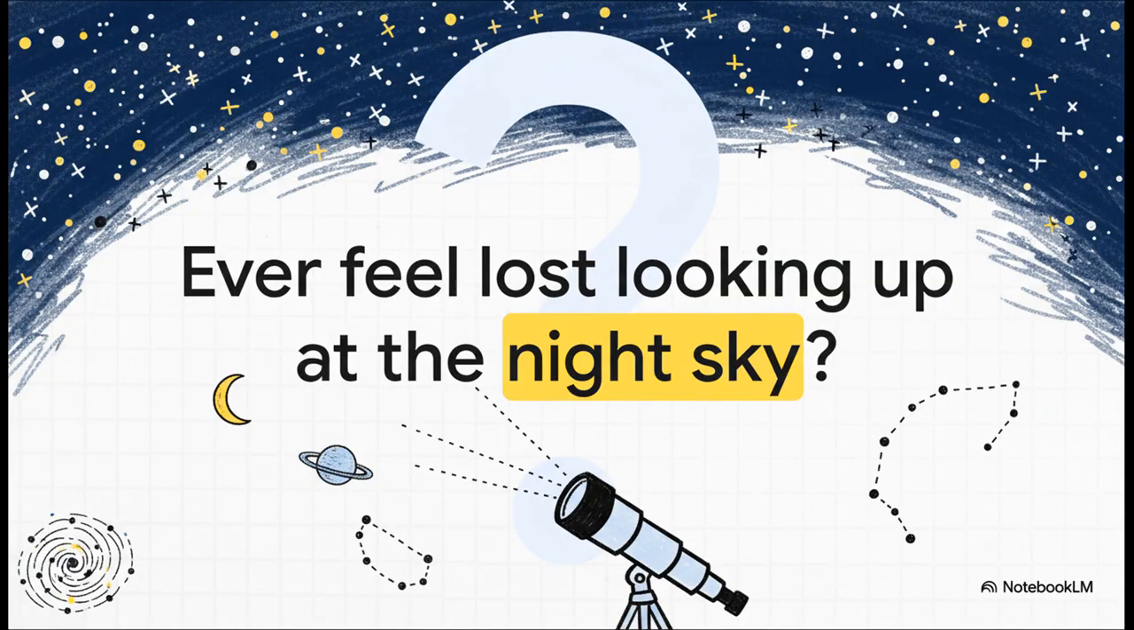I mean, we've all been there, right? You're outside on a clear night, you look up, and there are just thousands and thousands of tiny lights scattered across this huge, dark canvas. It's absolutely stunning, but where do you even start? How do you begin to get your bearings?